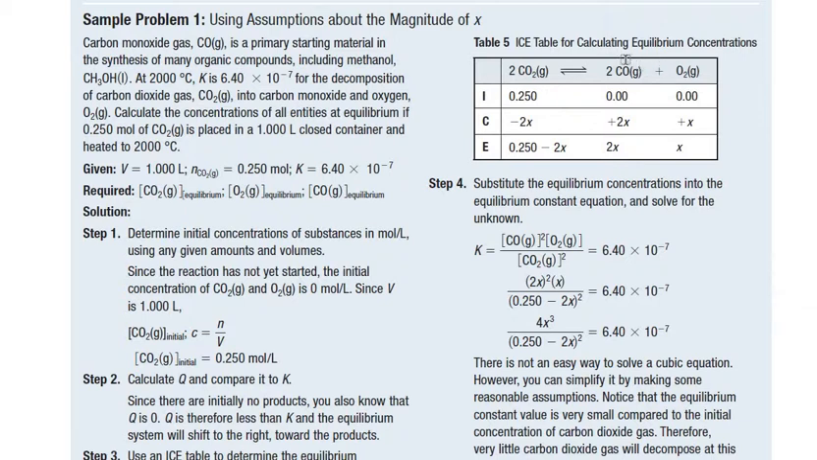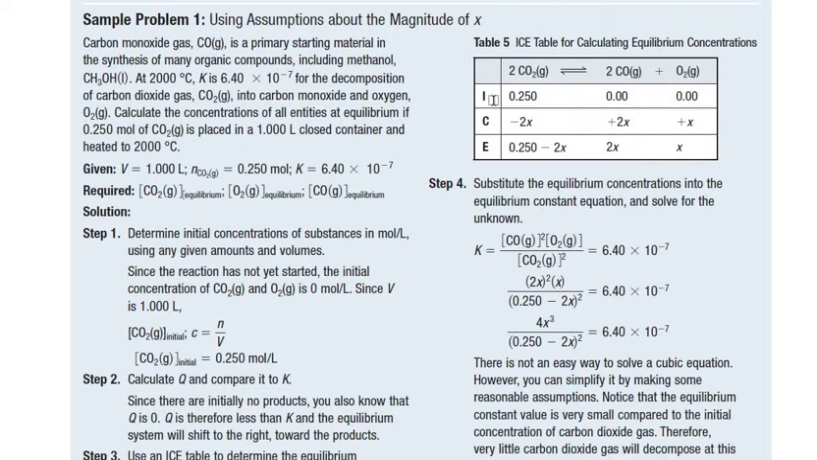So we have the chemical reaction here: 2CO2 gives 2CO plus O2. That's balanced. And the initial concentration is given, where we have only CO2. The rest of them is 0. The number of moles is given, and we divide it by the volume, which is 1. So C is going to be the same thing. The molar concentration is 0.25 mole per liter.